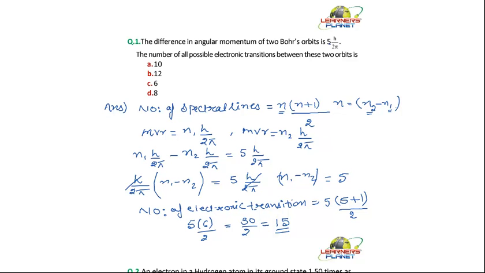I think by mistake one of the options is wrong here. It should be 15. Right? So how many lines or transitions will be taking place between them? It would be 15. Now students, had the difference been 3, it would have been 3 transitions.